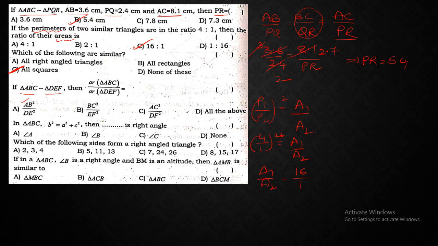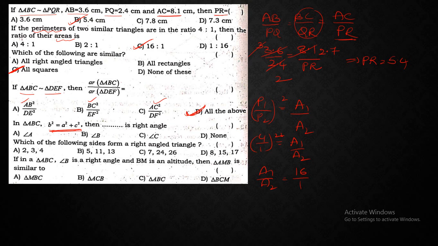BC by EF, so whole square, this is also correct. AC by DF, so this is also correct. So from this what we can say? All the above. So when all the above options are given, you need to check all the options. Next, B square is equal to A square plus C square, then dash is right angle.